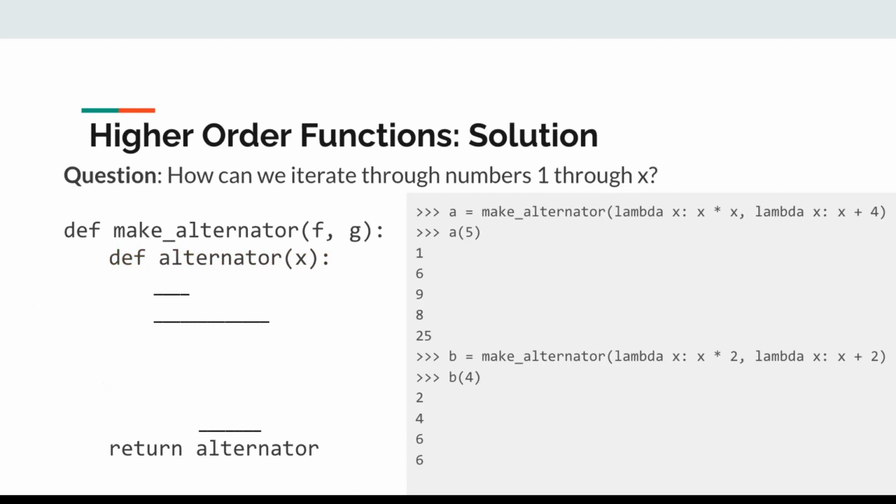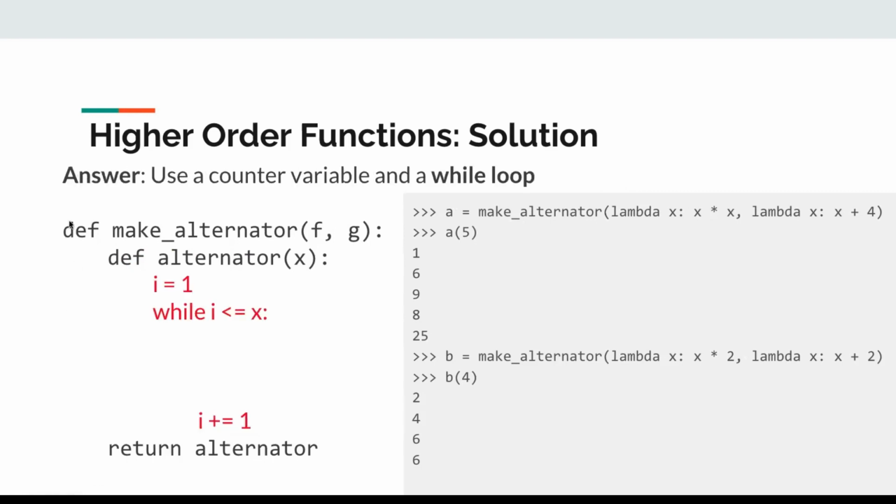Yeah, go for it. You said i equals 1, and then you put it in a while loop, like while i is less than or equal to x. Yeah, perfect. So we need to set an indexer, which will say i equals 1. And then we'll set a while loop: while i is less than or equal to x. And then within this while loop, we need to do something that'll print out the result of some function.